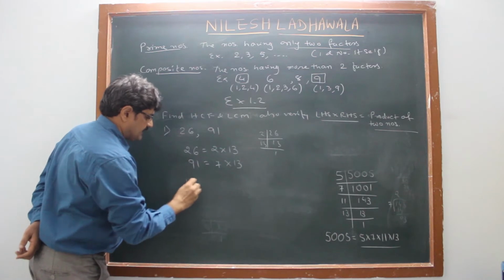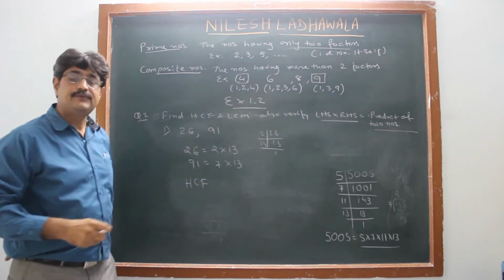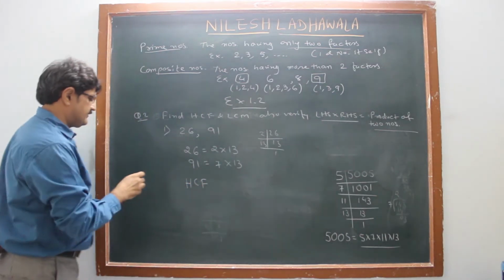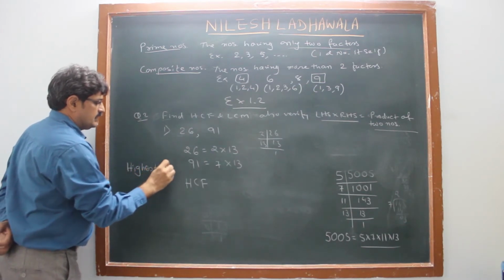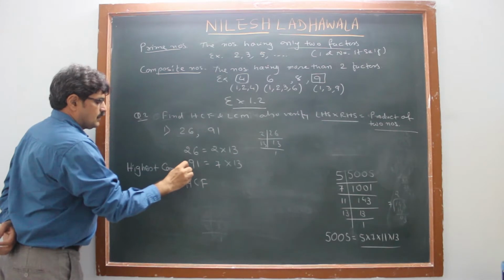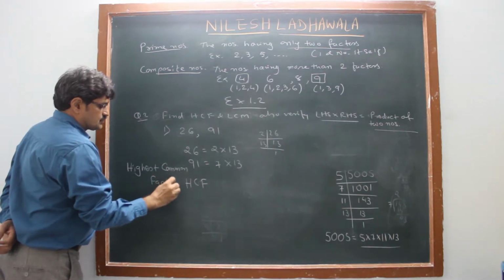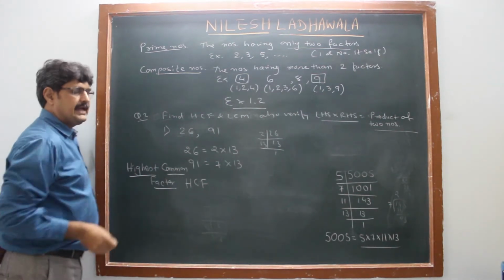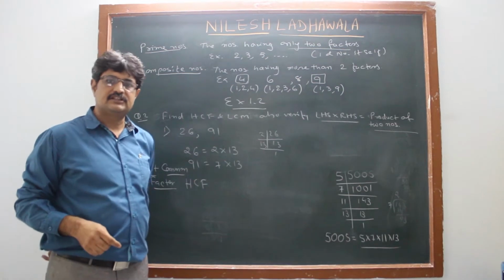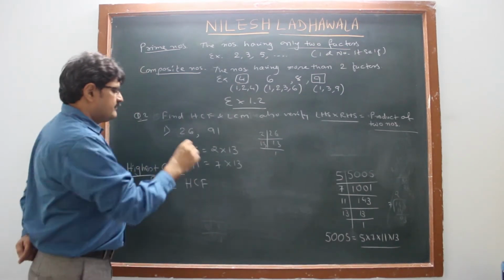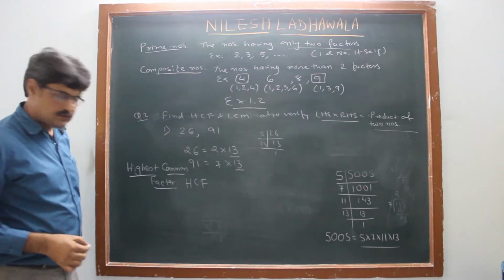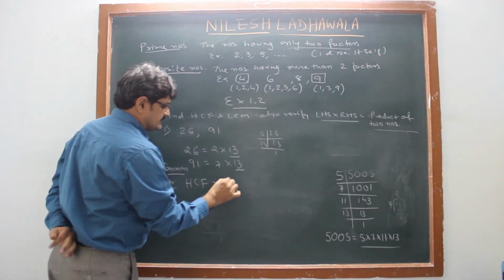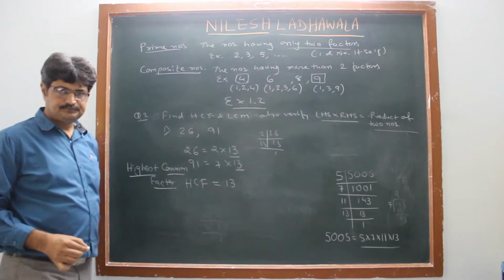Now HCF. Friends, what is the full form of HCF? HCF means highest common factor. So what do we have to find? We have to find the factor which is common in both. We can say that 13 is a common factor in both. So I can write HCF as 13.